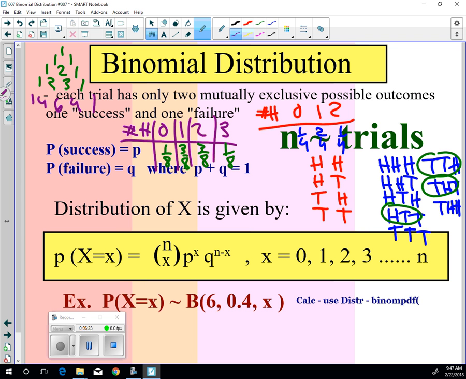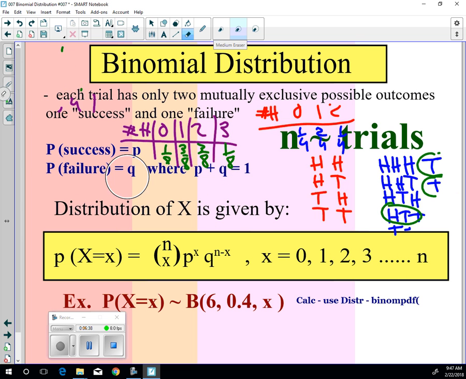16, right? 2 to the 4th. Could you do 5 coins? 6 coins? All of those, yeah. And so what happens is that we see that this binomial distribution, that means a couple things.